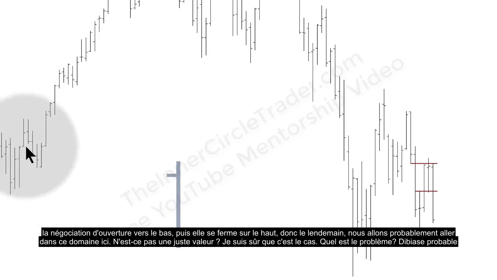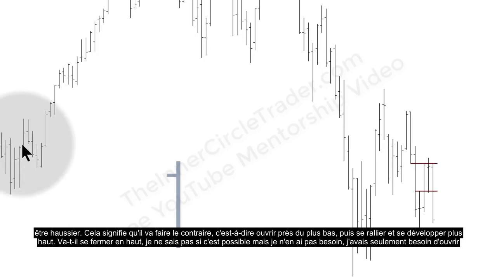So the next day, we're likely to go what? Into this area here. Isn't that a fair value gap? Sure it is. What's the daily bias likely to be? Bullish. So that means it's going to do the opposite of this. It's going to open near the low and then rally and expand higher.